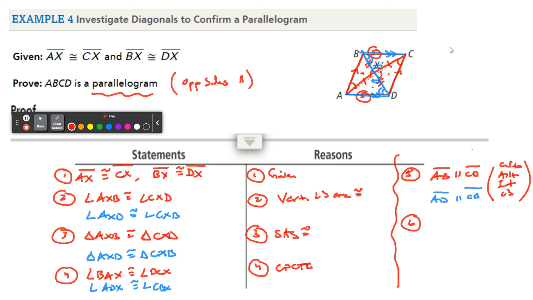And because you now have a quadrilateral with both pairs of opposite sides parallel, we know that ABCD is a parallelogram. And that is by the definition of a parallelogram. And that proof is done. So that is why you should believe that if you have the diagonals bisecting in a quadrilateral, it makes the quadrilateral a parallelogram. Okay, I'm going to stop the video there and do a third video.